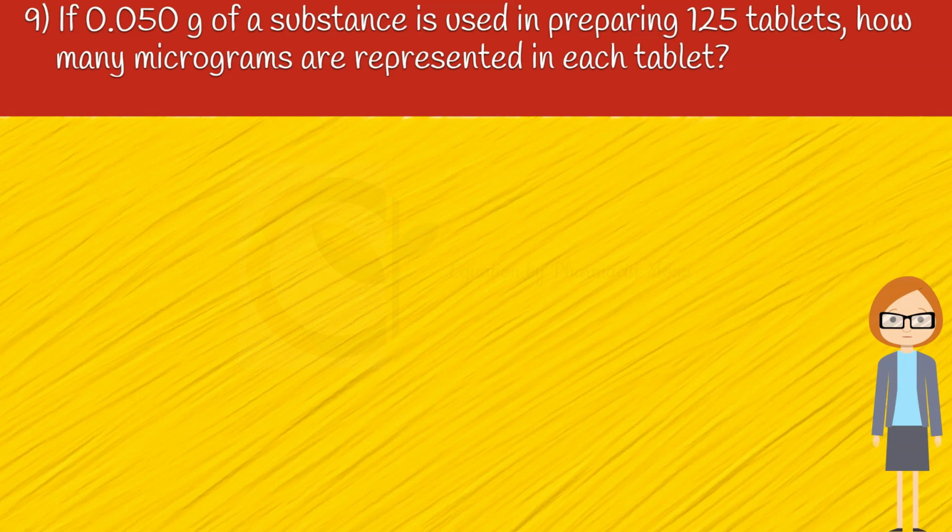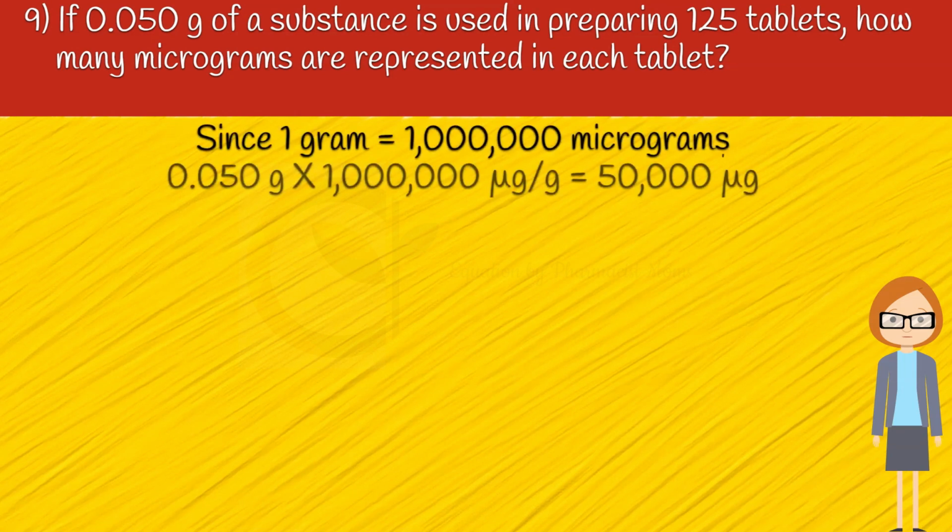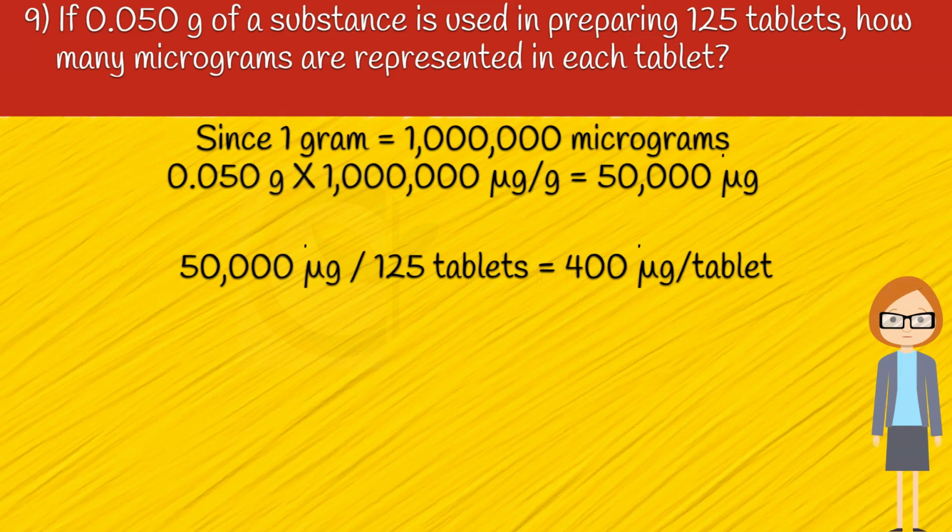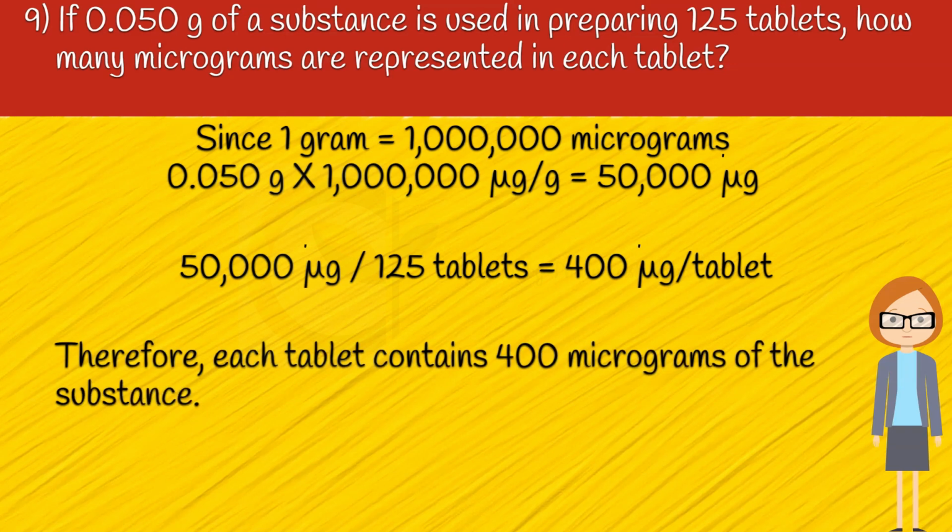Given that 0.050 gram of a substance is used in preparing 125 tablets, first, let's convert the mass from grams to micrograms. Since 1 gram is equal to 1 million micrograms, 0.050 gram is equal to 50,000 micrograms. Now, divide the total amount, 50,000 micrograms, by the number of tablets. Therefore, each tablet contains 400 micrograms of the substance.